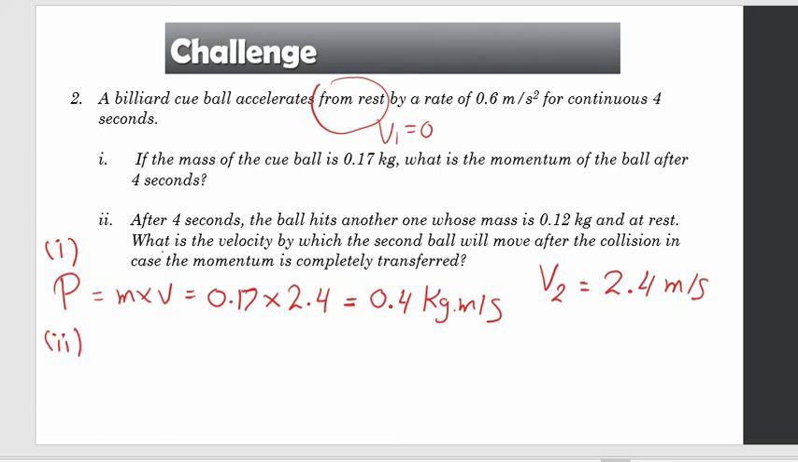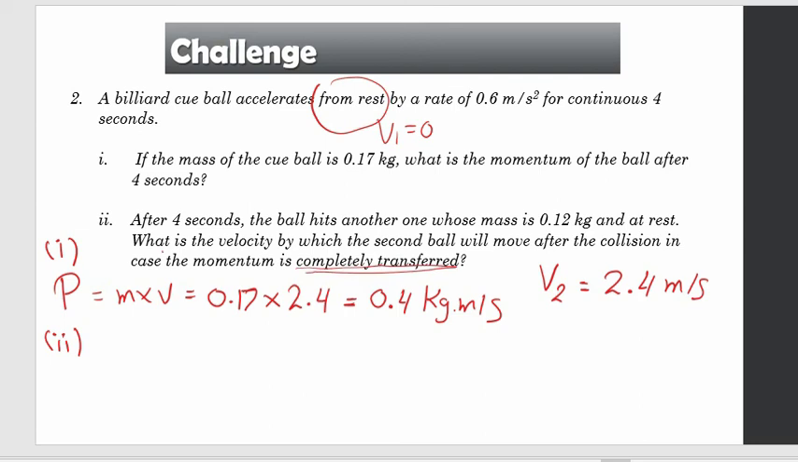It says that after these 4 seconds, the ball hits another one whose mass is 0.12 kilogram, and this ball is at rest. What is the velocity by which the second ball will move after the collision in case the momentum is completely transferred? So here the question assumes that the momentum is completely transferred.